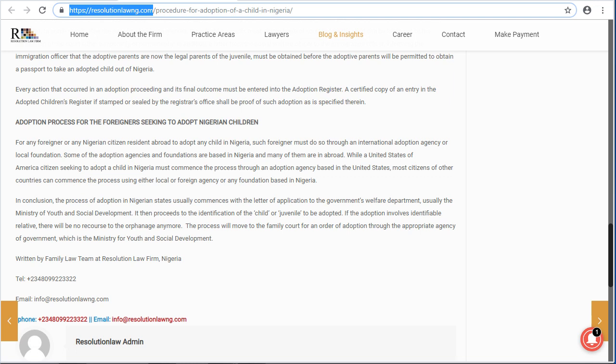In conclusion, the process of adoption in Nigeria states usually commences with, number 1, the letter of application to the government welfare department, usually the Ministry of Youth and Social Development. Number 2, it then proceeds to the identification of the child or juvenile to be adopted. If the adoption involves an identifiable relative, there will be no recourse to the orphanage anymore. The process will move to the family court for an order of adoption through the appropriate agency of government, which is the Ministry of Youth and Social Development.